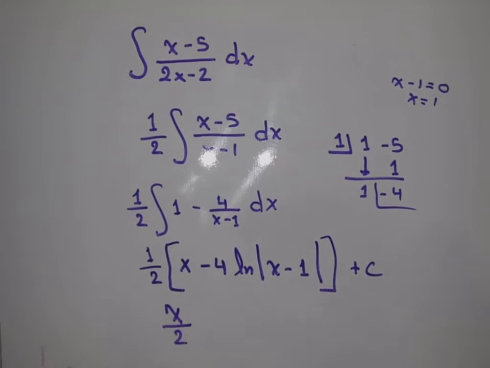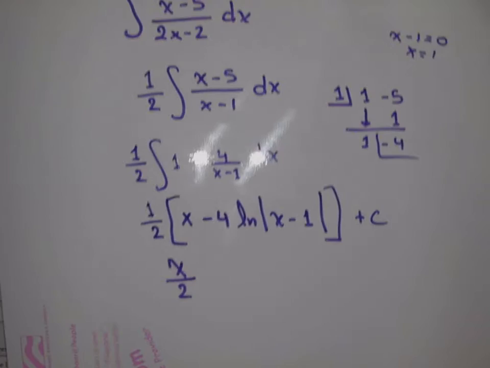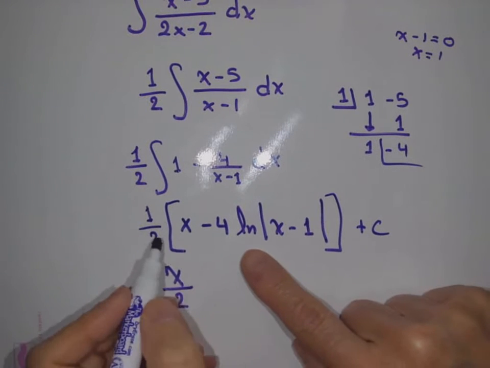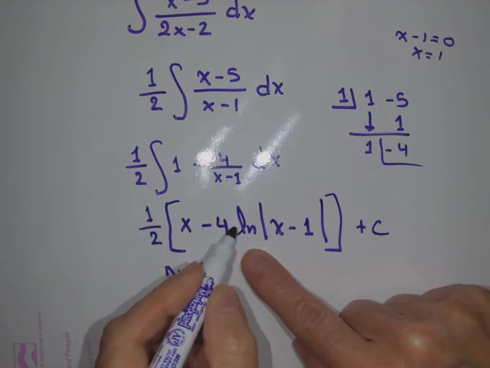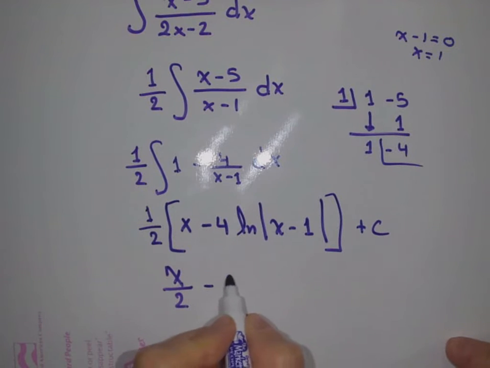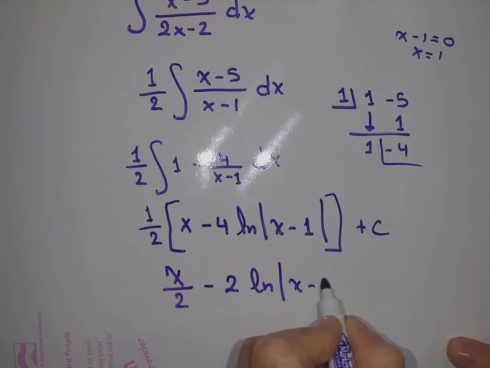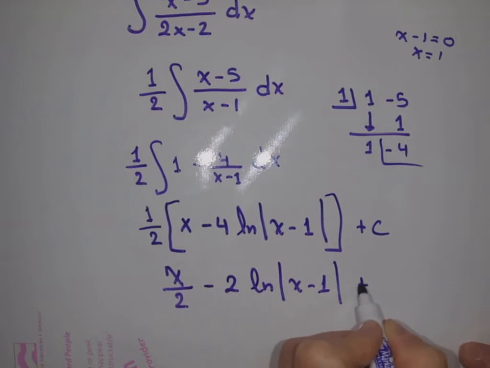Oh, I hope you can still see that. This direction a little bit. So we have x over 2. Sorry, I think I said plus 2. So I'm going to distribute that 1/2, and that becomes a negative 2 natural log absolute value of x minus 1 close plus c.